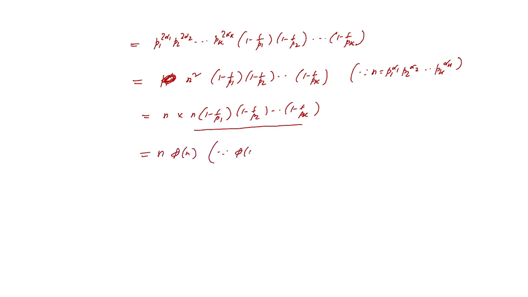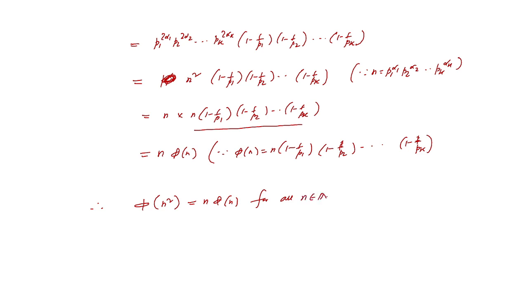And since phi of n is n into 1 minus 1 by p1, 1 minus 1 by p2, up to 1 minus 1 by pk, what we proved is that phi of n square equals n phi n for every positive integer, for all n belonging to the natural numbers.